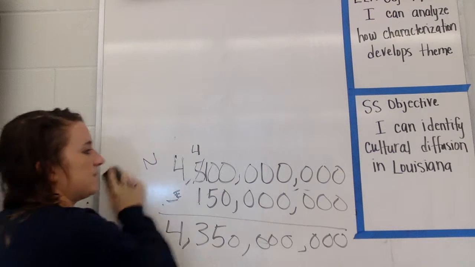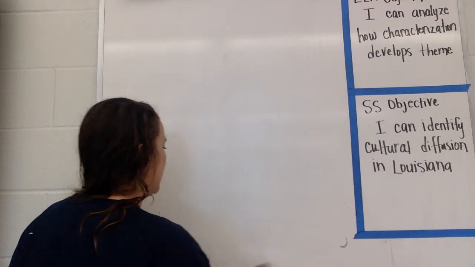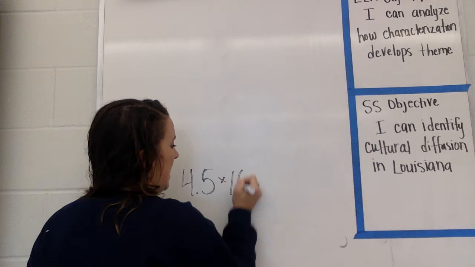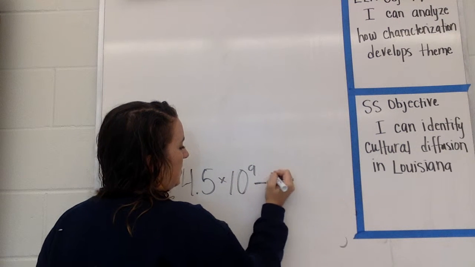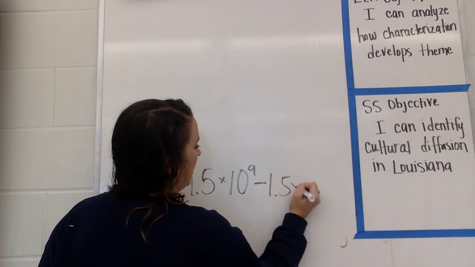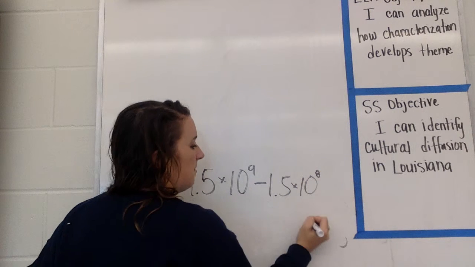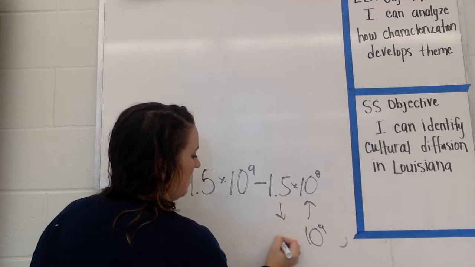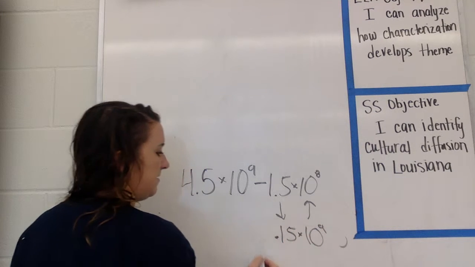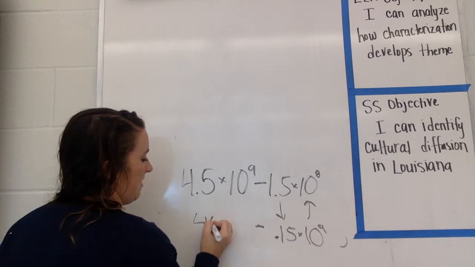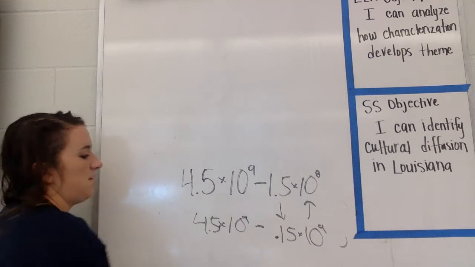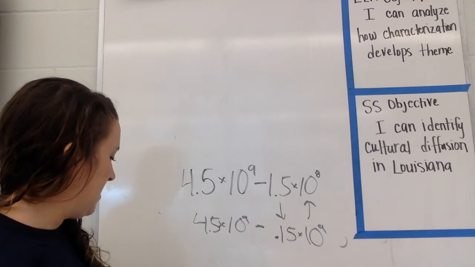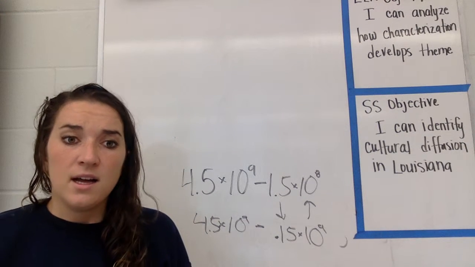You could also have done this with scientific notation. If you had done it with scientific notation, it would have been 4.5 times 10 to the 9th minus 1.5 times 10 to the 8th. Make this bigger, make this smaller. 10 to the 9, 0.15, 1500ths, and then you could have done it this way. And then you would end up with the same answer. And that works just as well.